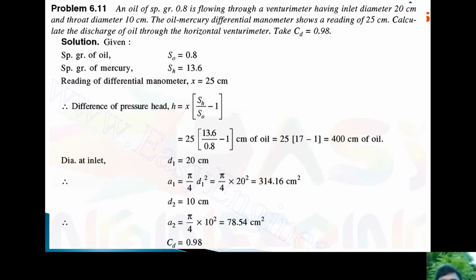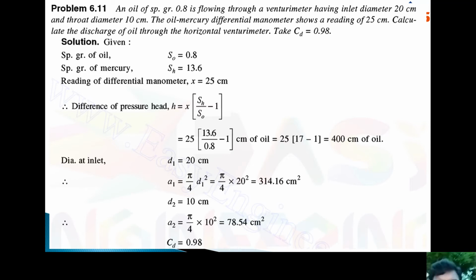Next, this is problem number 2. An oil of specific gravity 0.8 is flowing through a Venturi meter having inlet diameter and throat diameter, and the oil-mercury differential manometer shows a reading of 25 centimeters. Calculate the discharge of oil through the horizontal Venturi meter. Take CD equal to 0.98.